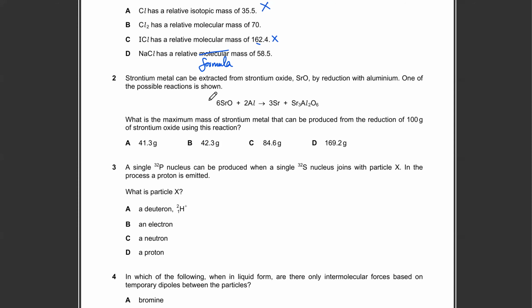Anyways, you got this equation. What is the maximum mass of strontium metal which can be produced from the reduction of 100 grams of strontium oxide using this reaction? So this is 100 grams. So quickly, how many moles is that? Like, what's the MR of SrO? That's MR is 103.6.